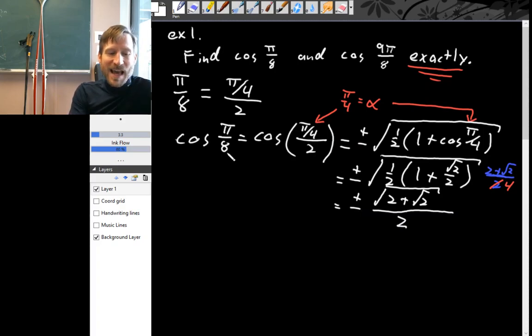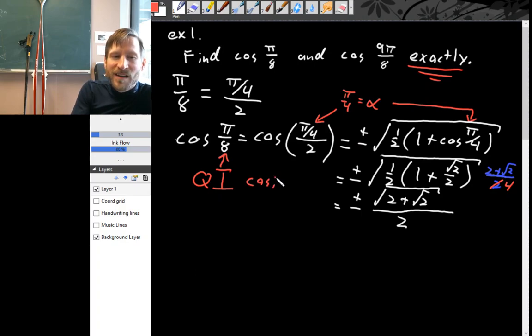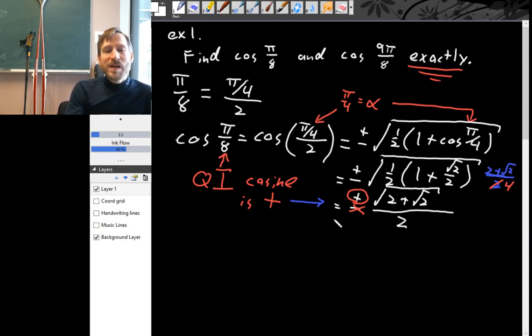We know that the angle we started with is pi over 8. And pi over 8 is in which quadrant? That's quadrant 1. And in quadrant 1, cosine is positive. So over here, where we have a plus or a minus, we're going to keep the plus and discard the minus. Okay? So we had to choose the appropriate sign here. The identity does not tell us which sign is correct.